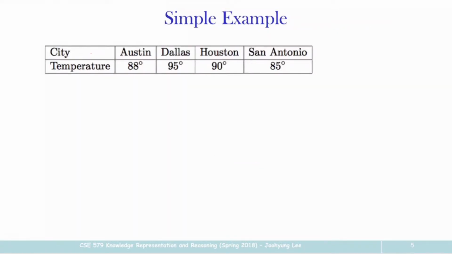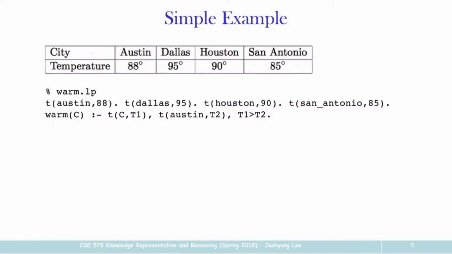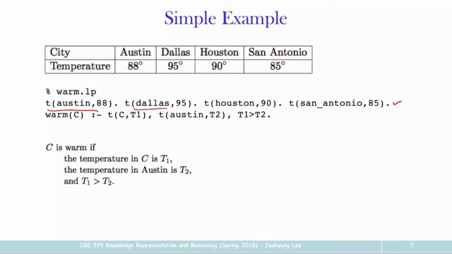So let's revisit this simple example. The example here was to find out what are the warm cities. And according to this particular program, a warm city C was defined as a city that has a temperature higher than Austin. So this reflects the basic idea of database reasoning. The database, like this table, can be encoded in these lines. So you can encode the facts as these simple rules. There are actually 4 rules here: 1, 2, 3, 4.